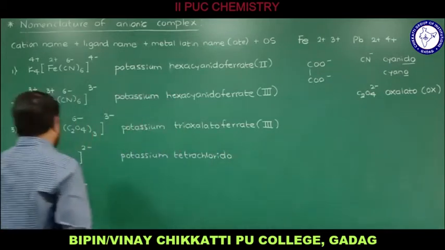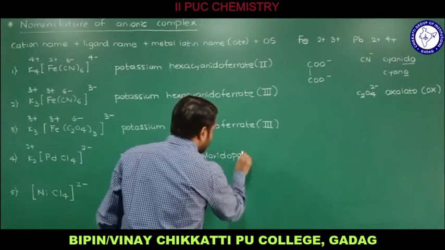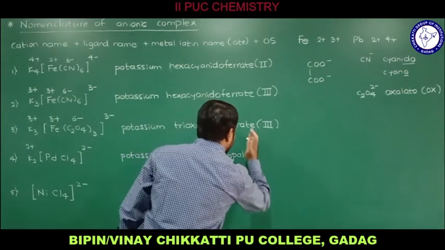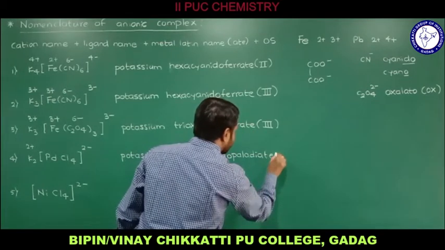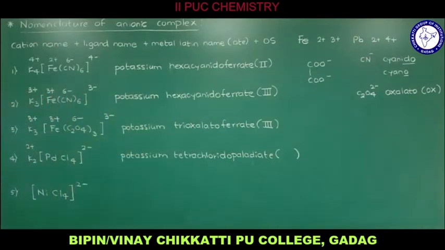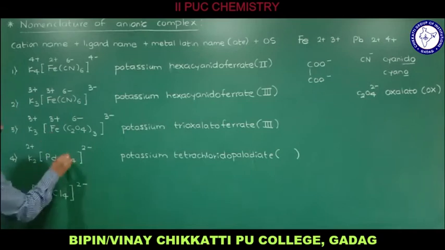Tetrachlorido Pd, palladiate. The word should end with ATE, palladiate. And in bracket we are supposed to write the oxidation number. The charge of the complex is 2 minus, Cl will be 1 minus, totally 4 minus. And what would be the charge of Pd? What would be the oxidation state of Pd?